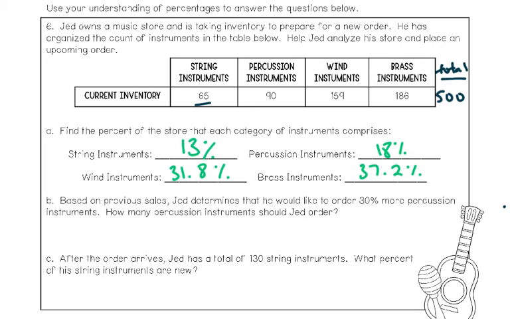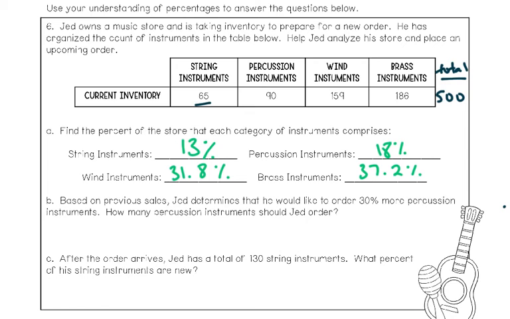Here's what I got for each one. So percussion is 18%, wind instruments 31.8%, brass instruments 37.2%. So part B says, based on previous sales, Jed determines that he would like to order 30% more percussion instruments. How many percussion instruments should Jed order?